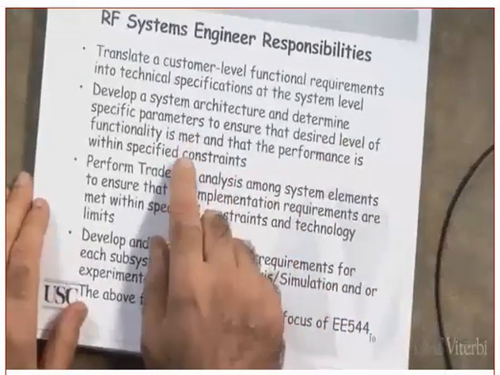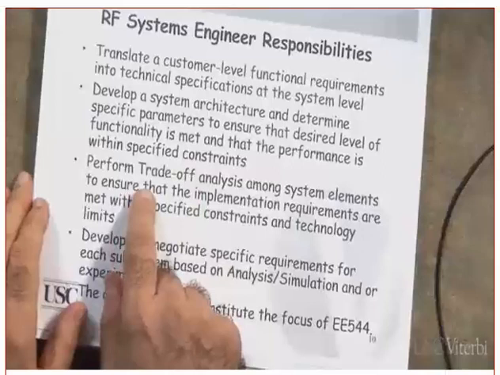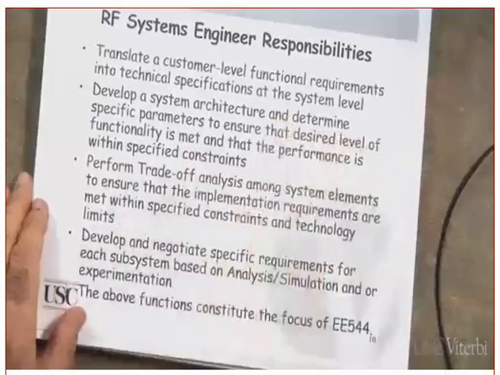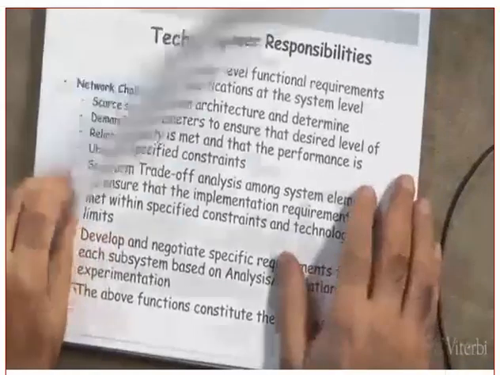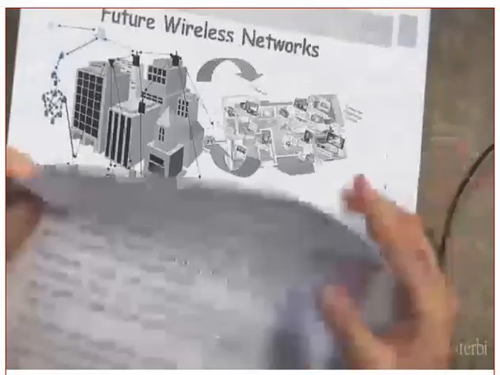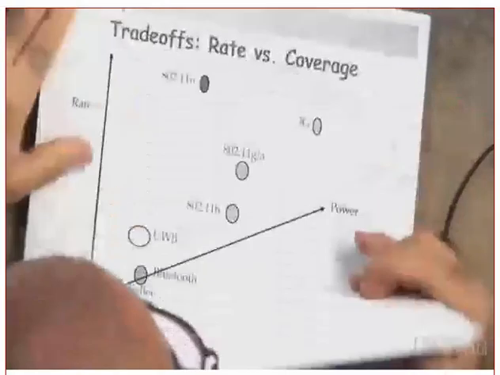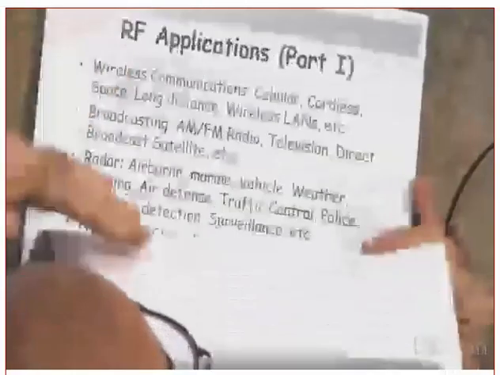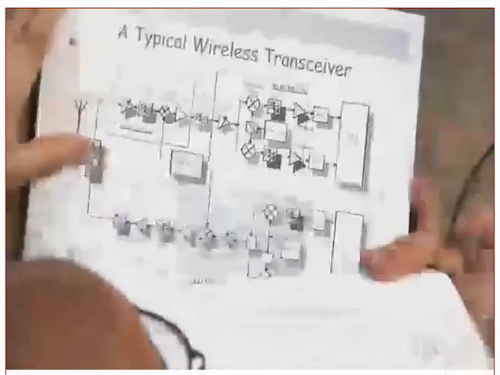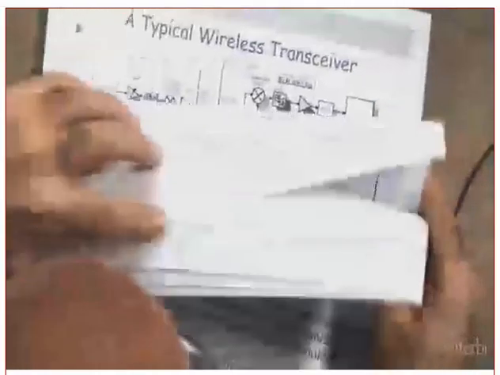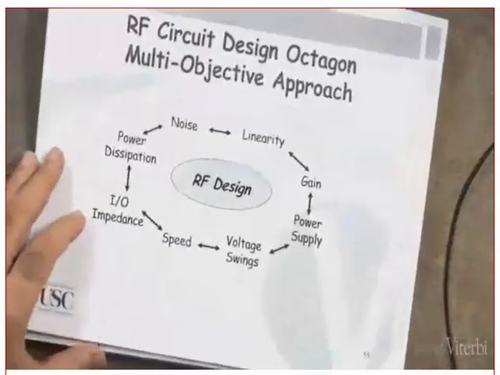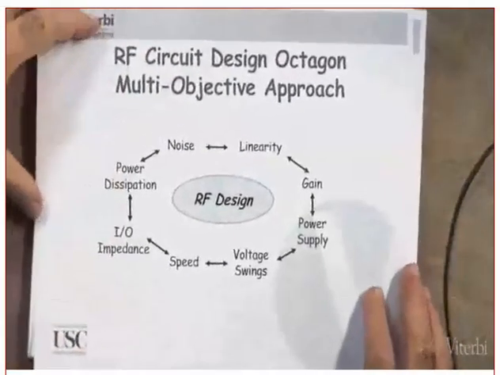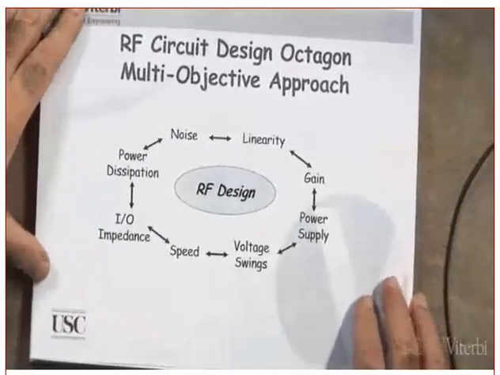By the way, when you perform analysis, you need to perform a trade-off analysis. A lot of trade-off. Increase amplifier power a little bit, decrease noise here, there, and so on. So let me show you a diagram so that you can get the idea. This is what they call the octagon. Octagon means how many sides? 8 sides. Clear? 8 sides.